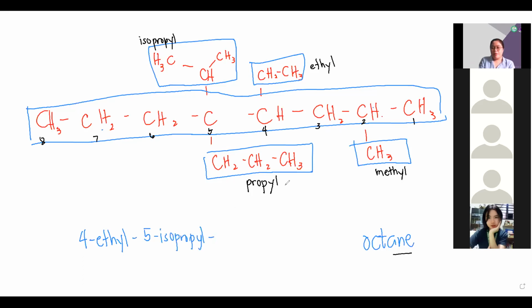And then, between propyl and methyl, of course which one? Methyl comes first. So this is 2-methyl. And then lastly, where is propyl connected? It's carbon number 5. So 5-propyl octane. The name of our organic compound is very long. 4-ethyl, 5-isopropyl, 2-methyl, 5-propyl octane. This is the correct answer.